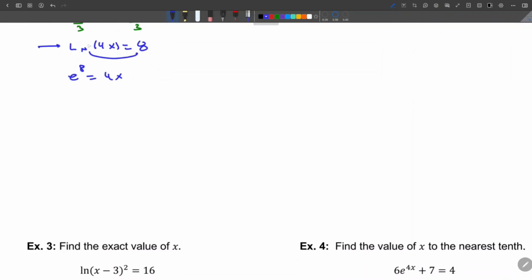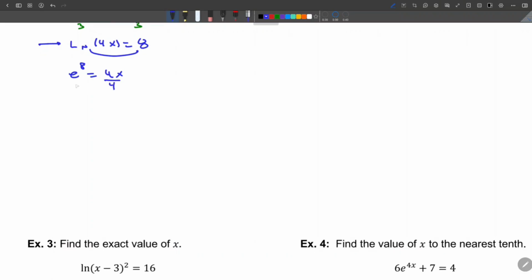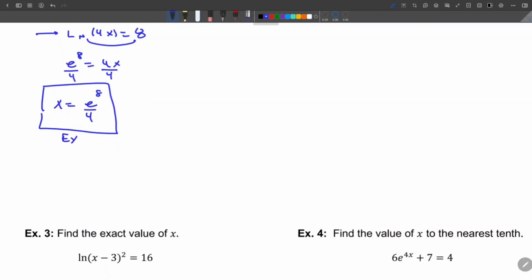And so we've managed to undo this logarithm, that natural log, to get into these parentheses to get to the 4 and the x. At that point, we're just dividing both sides by 4, and we get x is equal to e to the 8 divided by 4. As strange as it sounds, that's our final answer. That is an exact answer. There's no rounding, no nothing. And math people tend to like these types of answers.